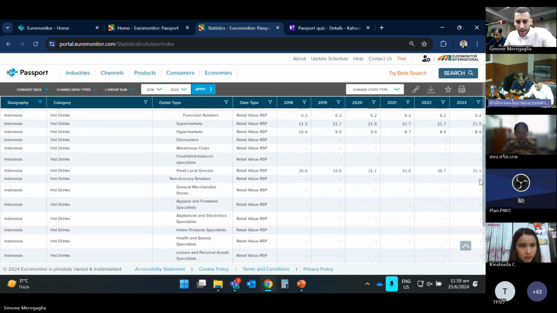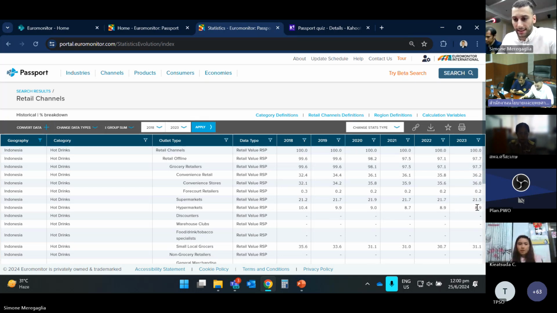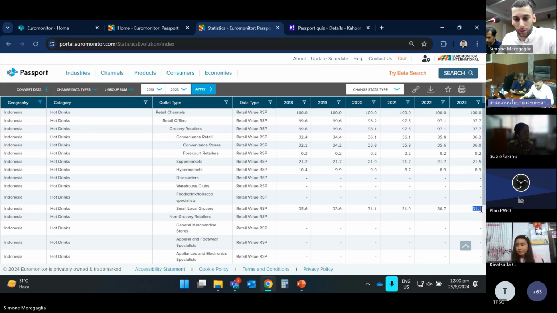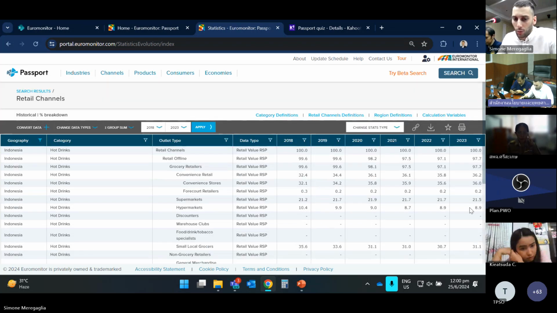And then offline, which are the retail channels through which they are sold? Grocery retailers, okay, which one? Convenience retail, for example, stands at 36% versus supermarkets 21% versus hypermarkets almost 9%. And then you have 31% of small local grocers. What does that mean? And then you have, of course, e-commerce, which is only 2.3%. What does that mean for the hot drinks retail sales in Indonesia?